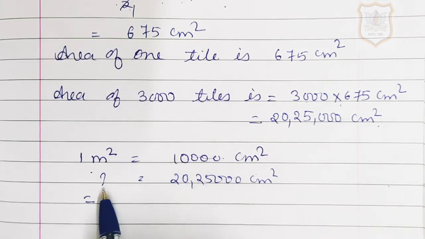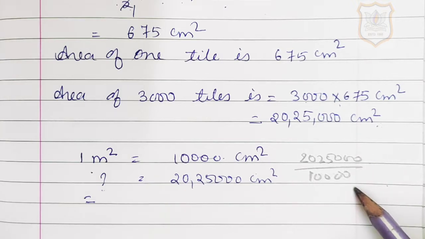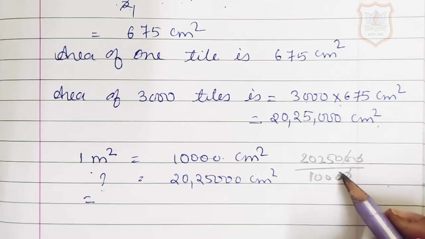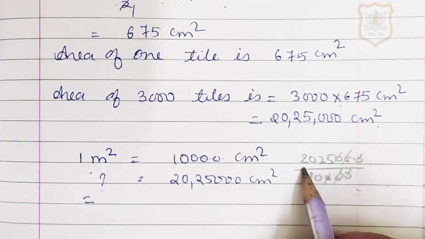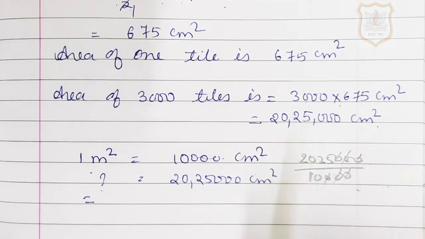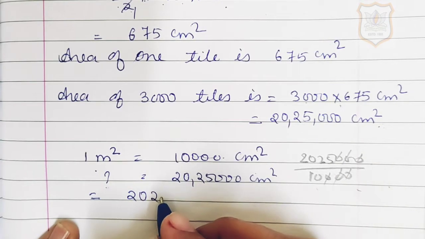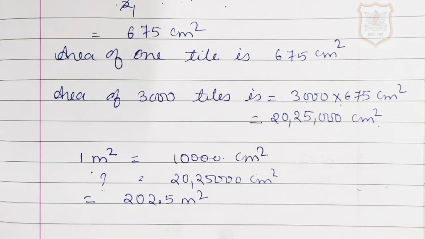So by cross multiplying it, we will get 20,25,000 divided by 10,000. This 10 we will cut from above the line and below the line, and the other also from above the line and below the line. Now 2,025 divided by 10 will be 202.5 meter square. So students, area of the floor is 202.5 meter square.